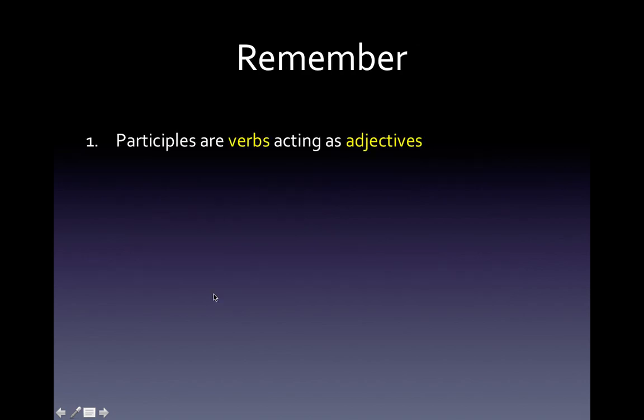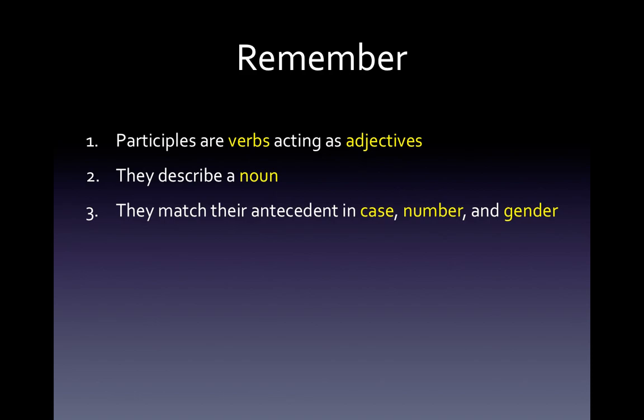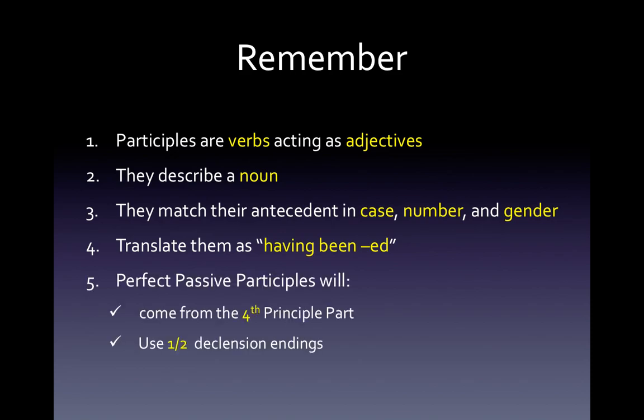All right, so remember that participles are verbs acting as adjectives. They describe a noun. They match their antecedent in case, number, and gender. For the perfect passive participles, for the time being, translate them as having been verbed. Perfect passive participles will come from the 4th principal part, so make sure you know your principal parts, and they use 1-2 declension endings.